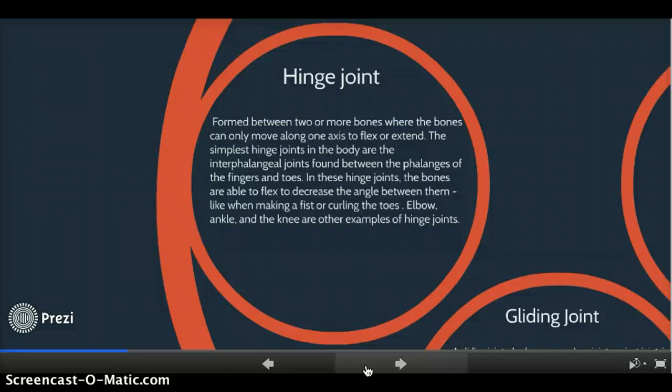In these hinge joints, the bones are able to flex to decrease the angles between them, like when making a fist or curling the toes. Elbows, ankles, and knees are other examples of hinge joints.